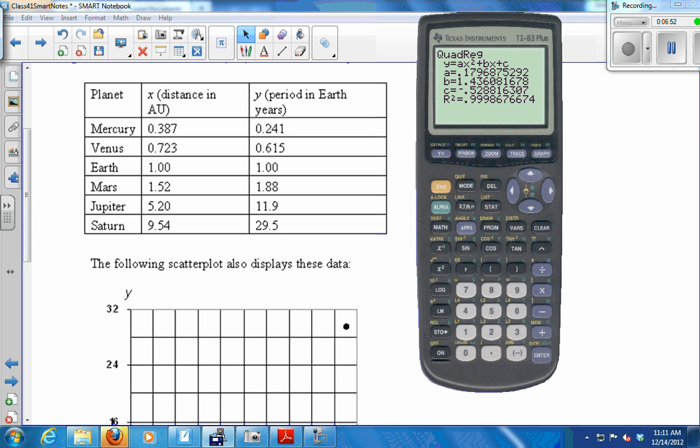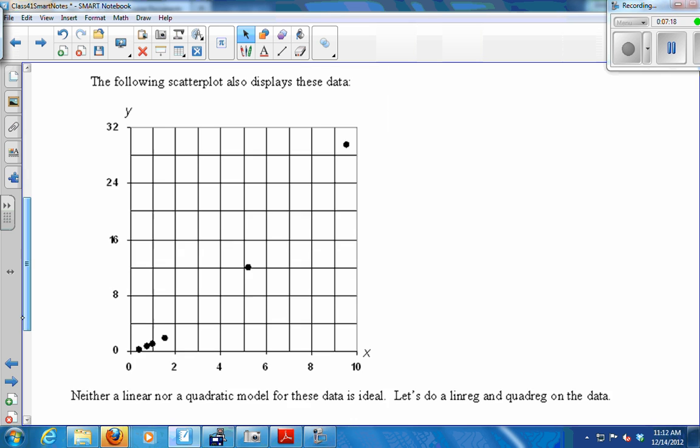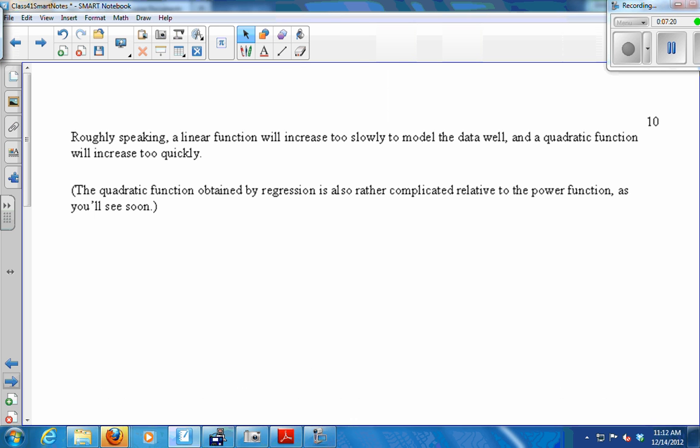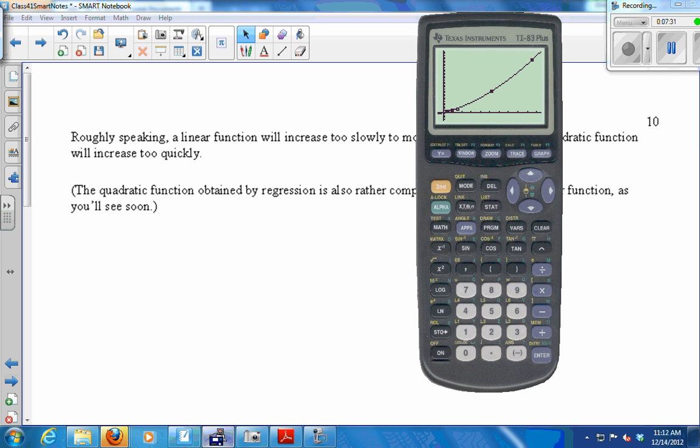I have an R squared value of 0.9998, which is really good. It's a really good fit. Graph it. Looks really good. It's not perfect. 0.9998 is still not 1, but it's really good. The linear regression is even a little bit worse. Roughly speaking, the linear function is going to increase too slowly, and the quadratic function too quickly. You can see that the quadratic was a little too fast. It jumped over this point right here.